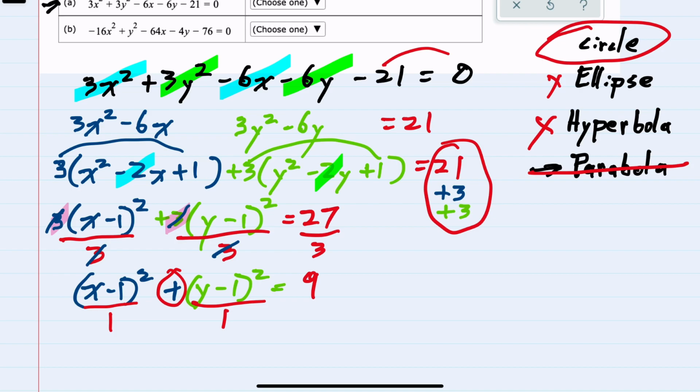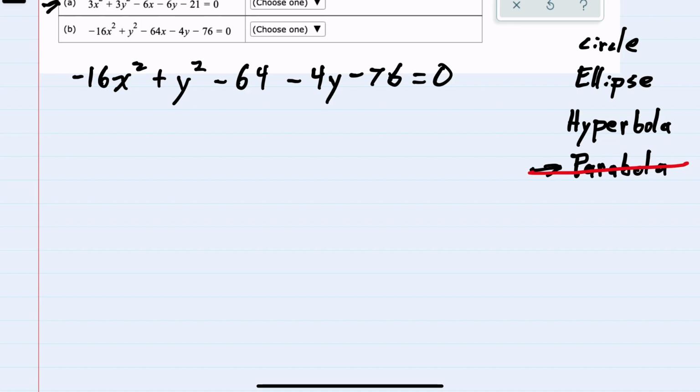Moving to B, we can still eliminate parabola as a possibility because we have both an x squared and a y squared term. And this time, as I start to move this into standard form, I notice that one of these squared terms is a negative. The x squared term is a negative. And actually from here, I can already determine that this is a hyperbola because it's the only one that had that negative in the middle once we had it in standard form.